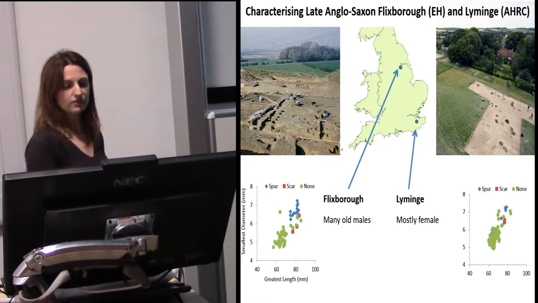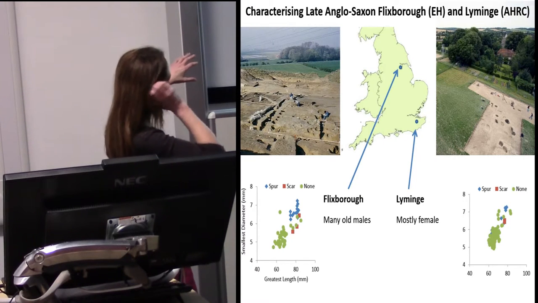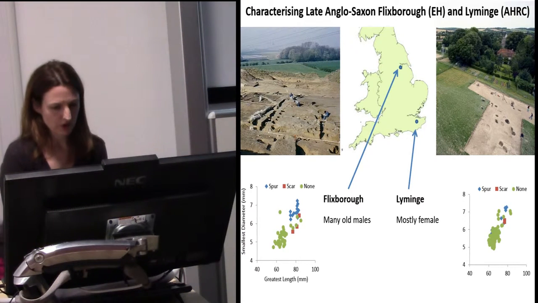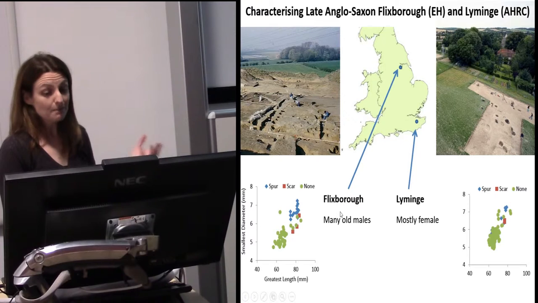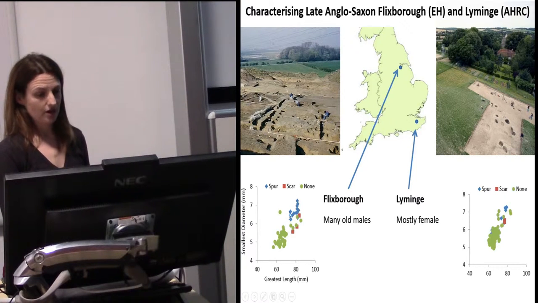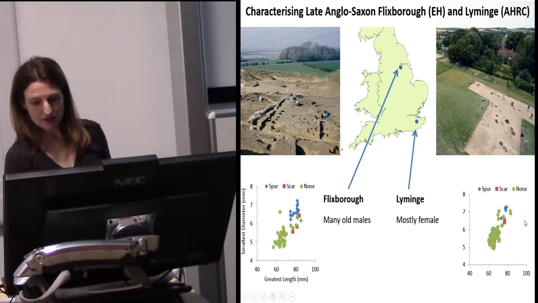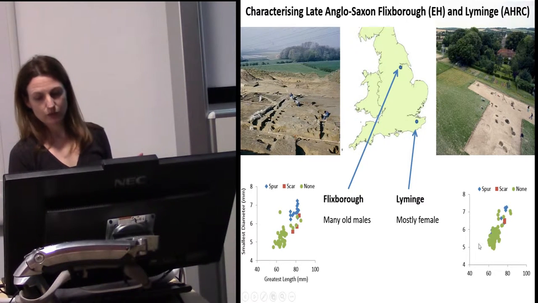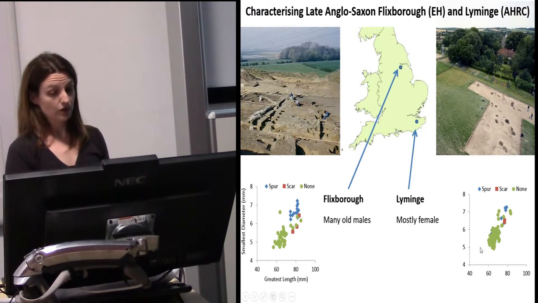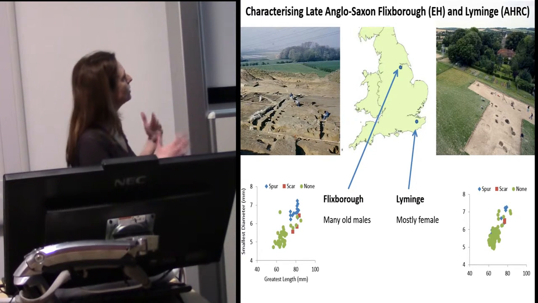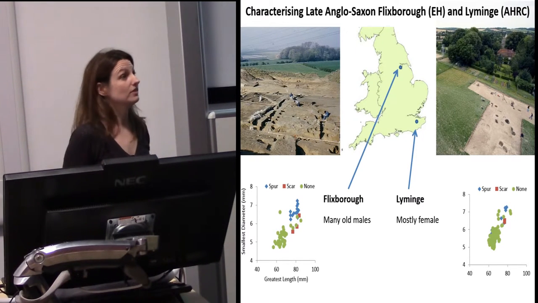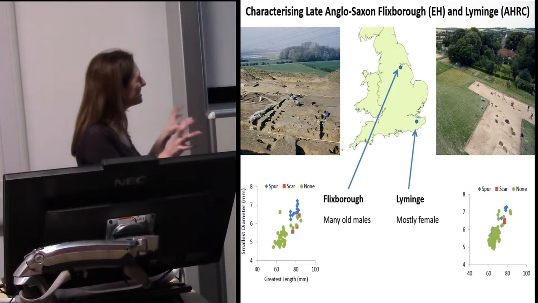And this is then the age profiles that we get. When we're looking at Flixborough, we find that there are many, many old males. All these blue ones here are the ones that have fully developed spurs. At Lyminge, we've hardly got any of those guys, and in fact, we've got shed loads of females. So what is this telling us? These two sites, potentially, we could just interpret this in economic terms. But I think there's more to it.